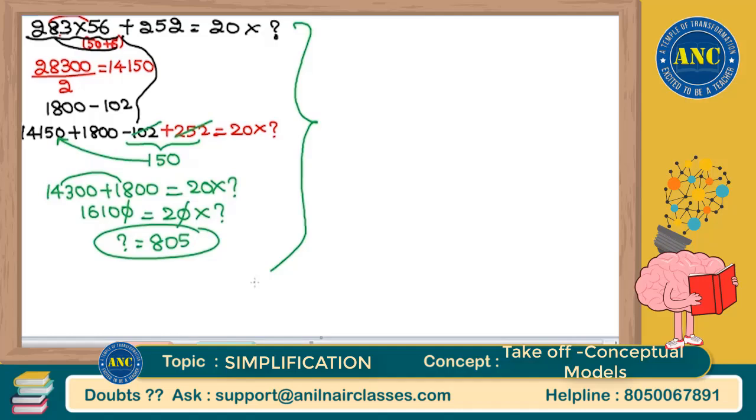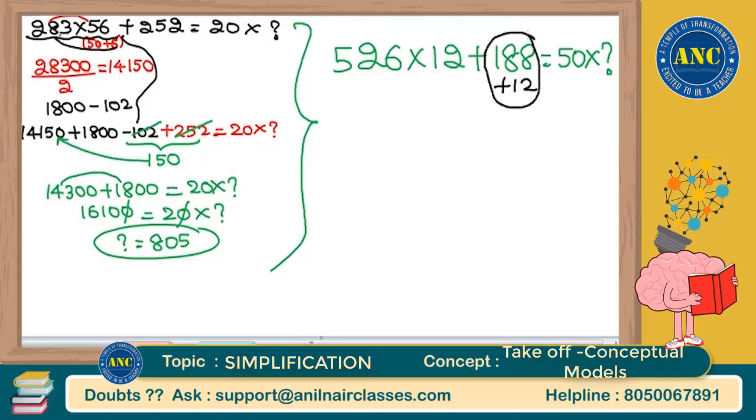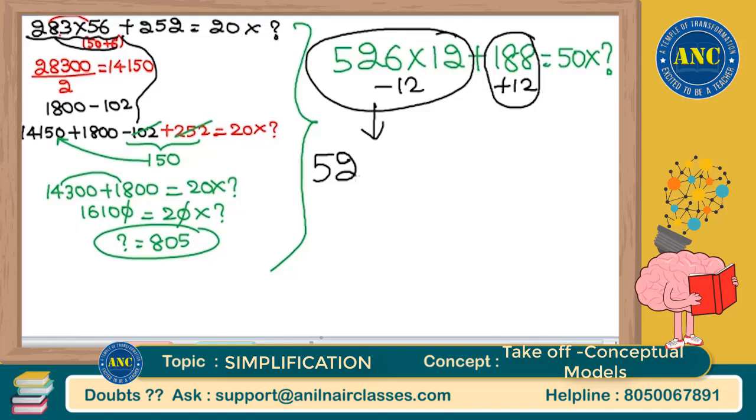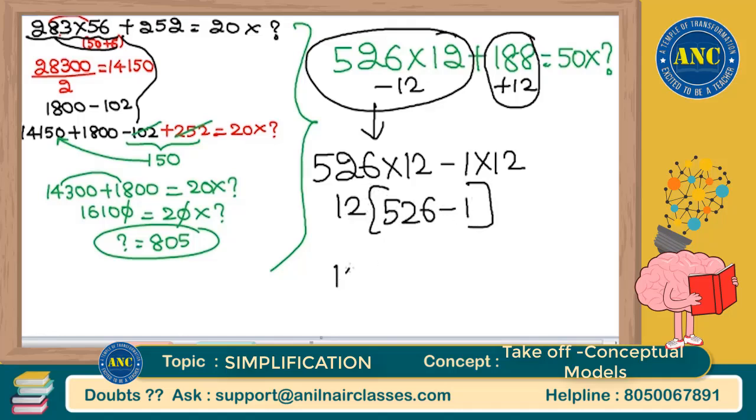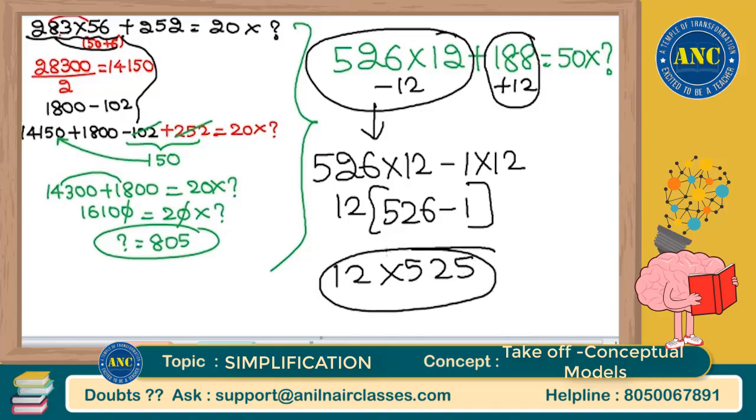There are 2 to 3 people who have doubt in my previous question. The previous question I wrote is 526 into 12 plus 188 is equal to 50 into question mark. First step, can you explain again, sir? I will make this a fancy number by adding 12. Subtract 12 for this particular number. Now this number is what you have doubt about. 526 into 12 minus 12 is 1 into 12. 12 common factor, 526 minus 1, it is 12 into 525. Is it clear, sir? Instead of writing all these intermediate steps, I explained directly.